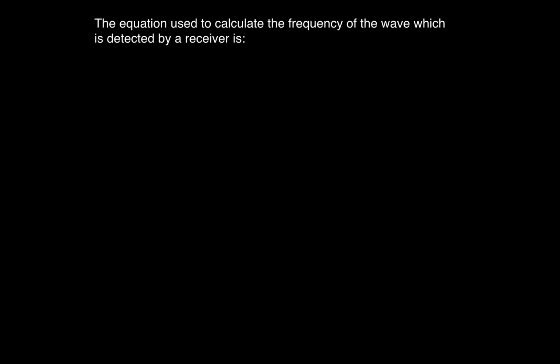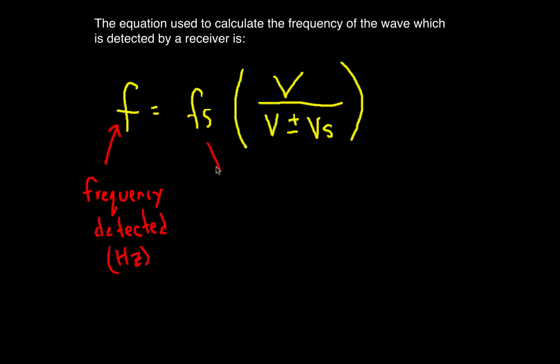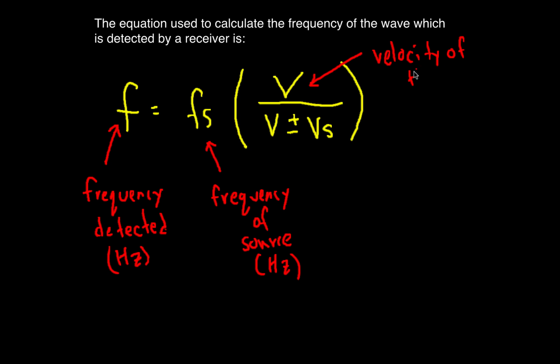The equation used to calculate the frequency of the wave detected by the receiver is F equals Fs times V over V plus or minus Vs, where F is the frequency detected by the observer. This is measured in hertz. Fs is the frequency of the original source, also measured in hertz. V appears in both the numerator and the denominator of the equation. V is the velocity of the sound wave.